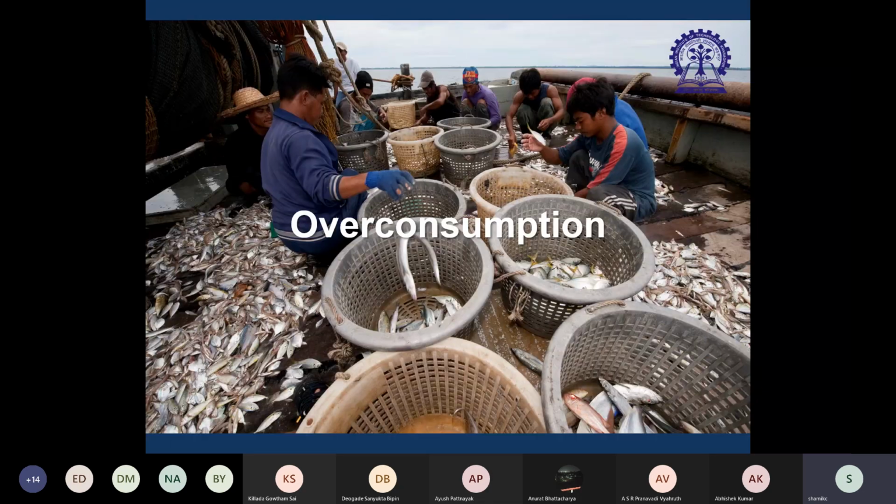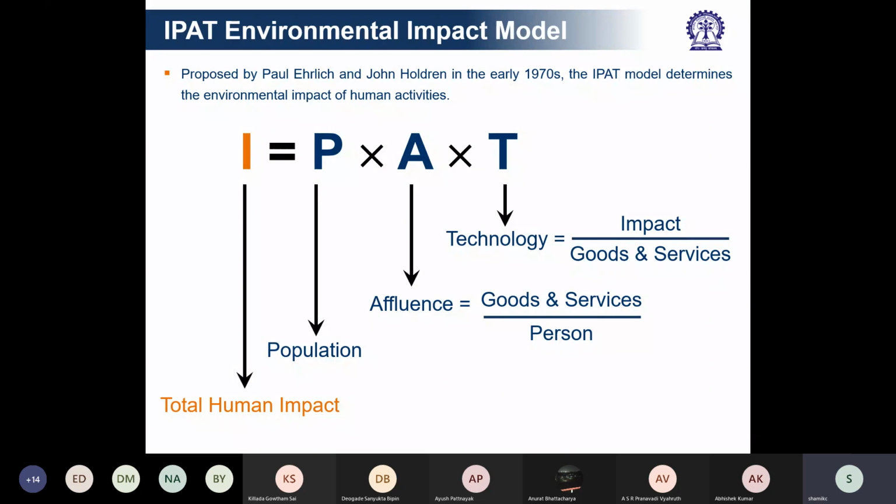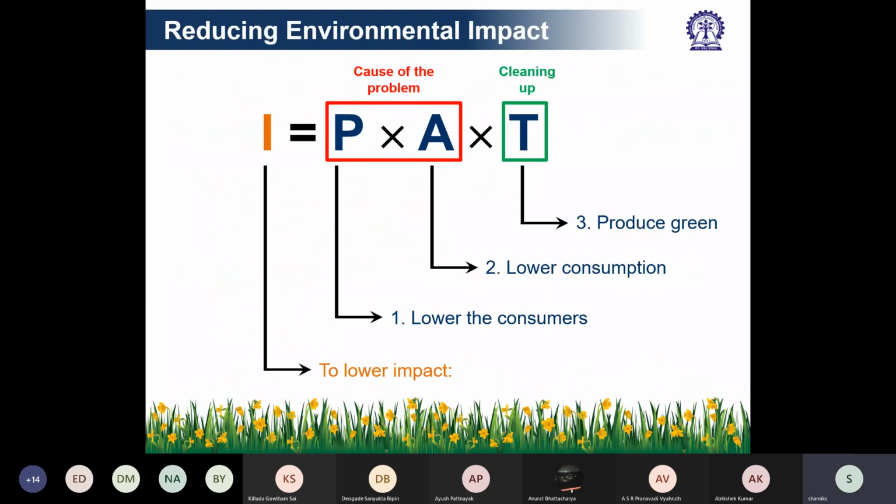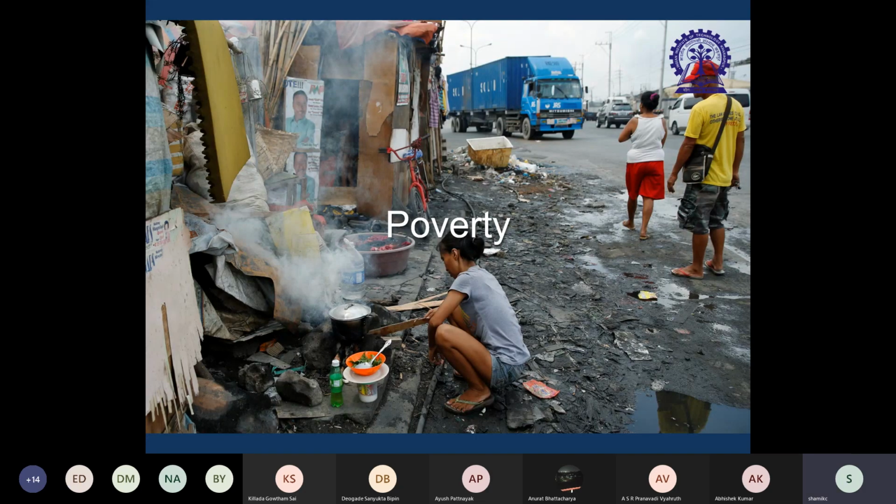So then we learned about overconsumption with special respect to this IPAT model. We also learned about how affluence is also responsible, that is how affluence has both harmful as well as beneficial impact on the environment. So today we will be continuing the same discussion, but today we will first start with poverty. Let's see how poverty also gives rise to environmental problems.